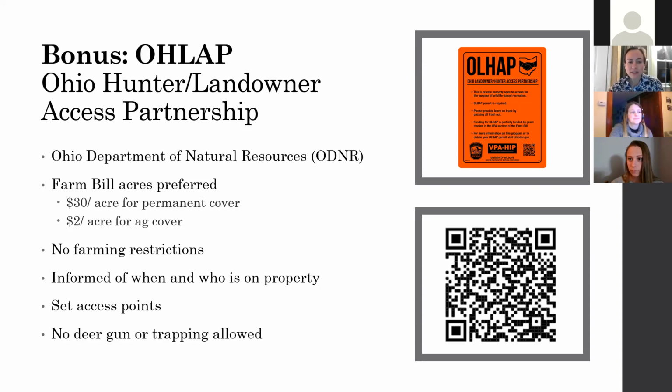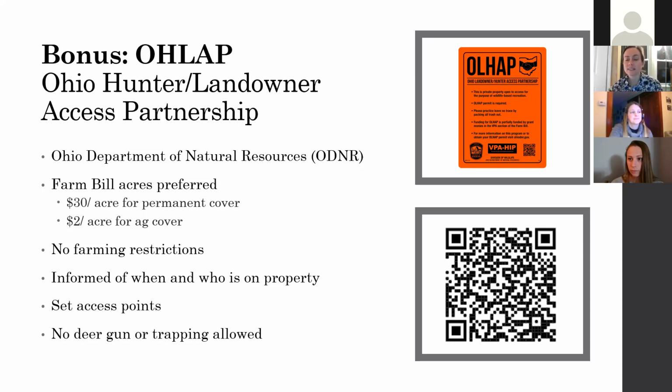You go about your business as you normally would. You will have information about when people are on your property. Hunters check in via an online system, so you're going to know when people are there if you want that information. You get to set the access points and choose the acreage that would be enrolled. You do not have to enroll the entire property. If you have a woodlot on the back of the property and only want people there, you can just enroll the woodlot.